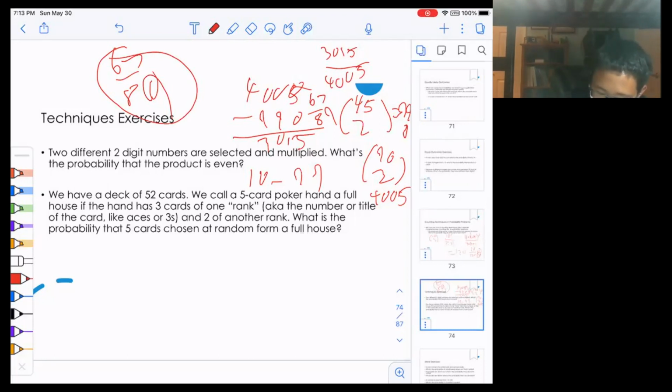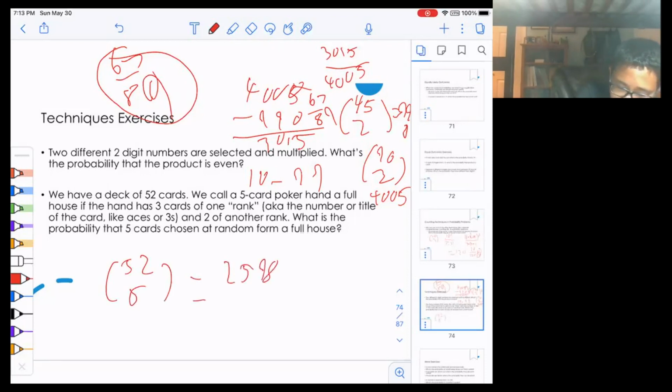So this one's pretty hard. So first what we do is we find the total number of possible outcomes. So we just choose 5 from 52. And what we'll get is 2,598,960. So what we do now is we need to count the number of ways we can choose a full house. But here we need to turn to constructive counting.